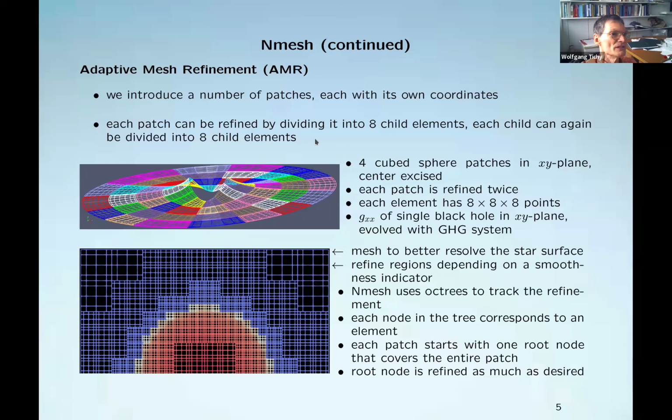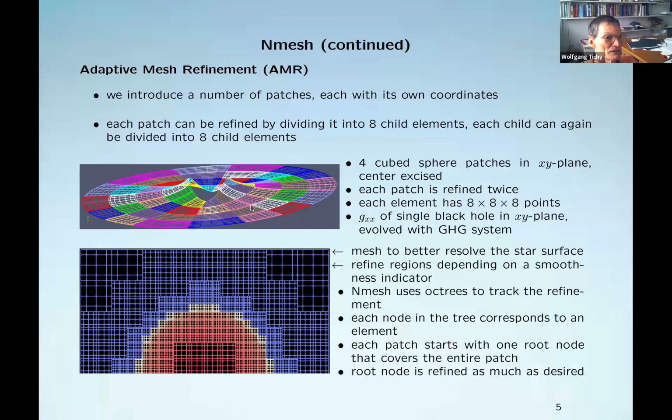So how does this division happen? Well, imagine you have one of these patches, and now you can cut it in 2 in all 3 dimensions. So you basically cut it into 8 child elements, and this way you get more elements and also more resolution. And you can keep going and do it again and again. And here's an example of this. This is where we started out with 4 cubed sphere patches in the XY plane, and then we refined twice. And this is how we get all these many patches here, or these many elements, I should say.